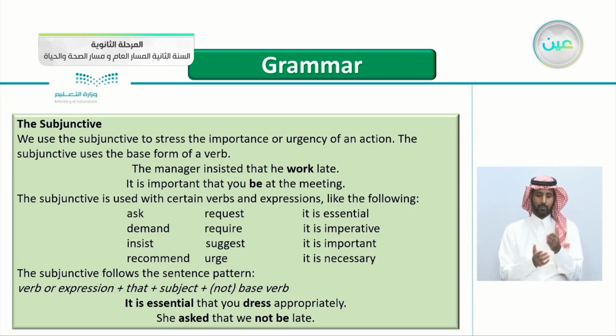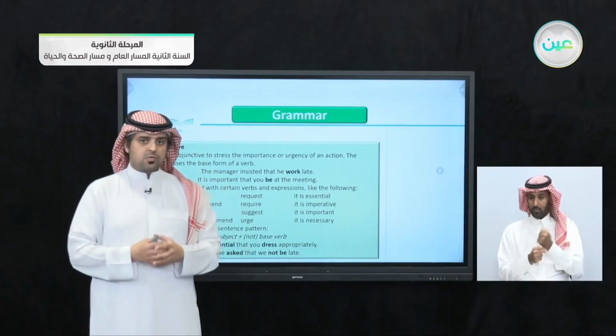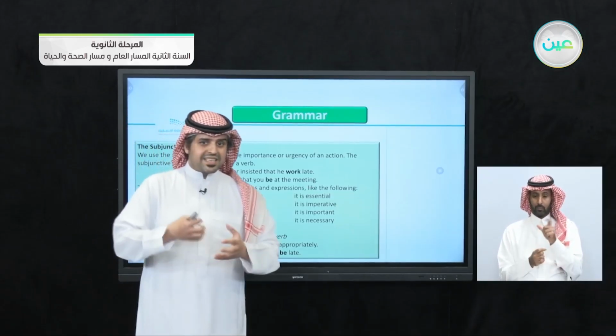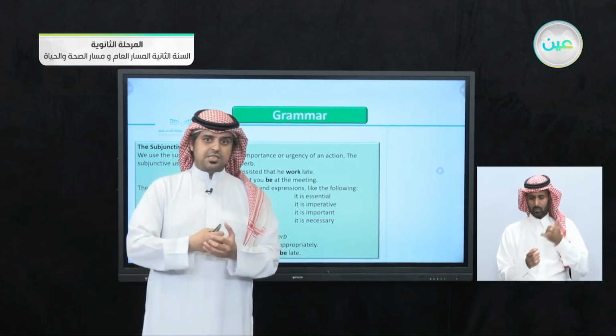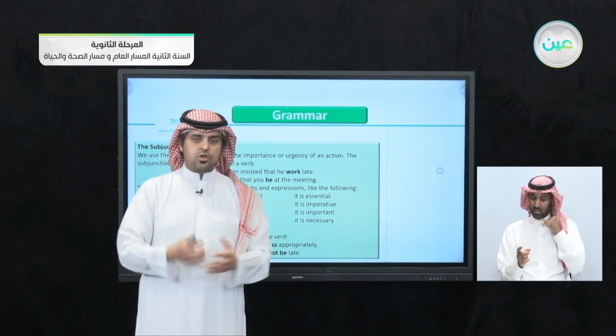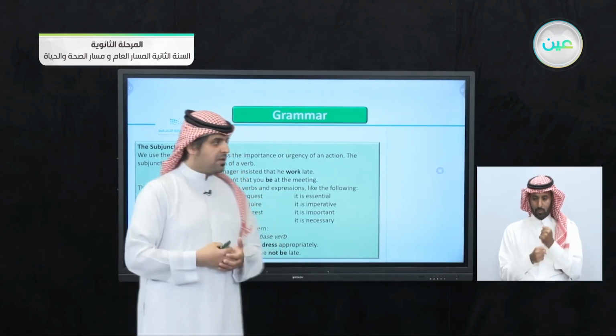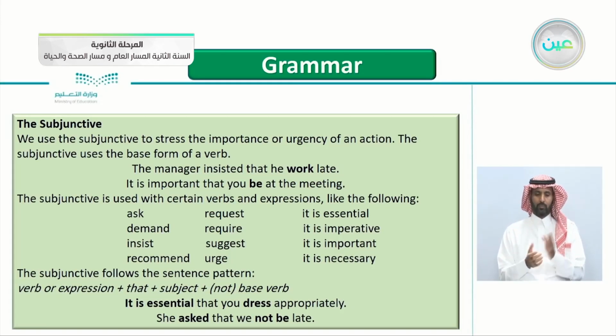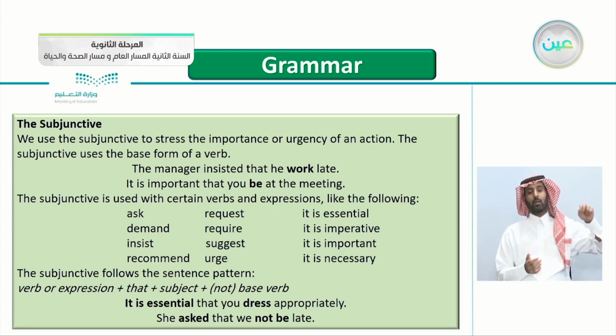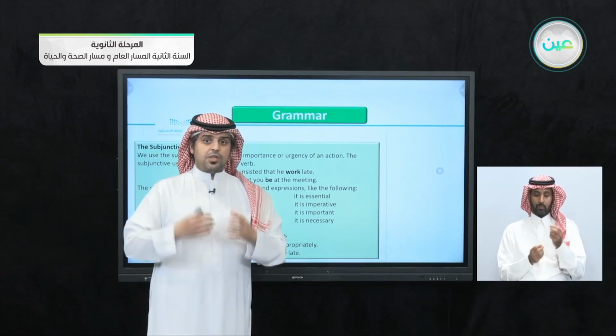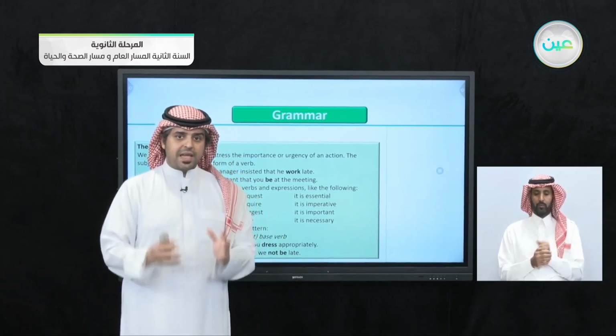We use the subjunctive to stress the importance or the urgency of an action, to show you that this is an emergency. You have to do it as quickly as possible. The subjunctive uses the base form of a verb. When you want to put a verb, the thing that I want you to do now, use the base form.